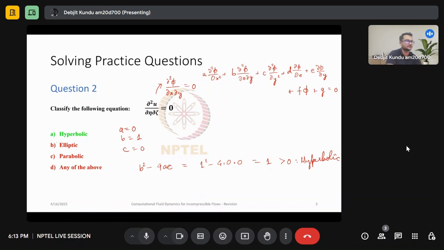So option A should have been the correct answer. Now, if instead it was less than 0, then it should have been elliptic, and if exactly equal to 0, then it should be parabolic. This is how we classify partial differential equations, and their behaviors as well as solution methods depend on that.